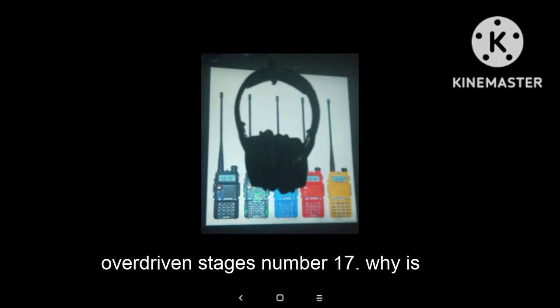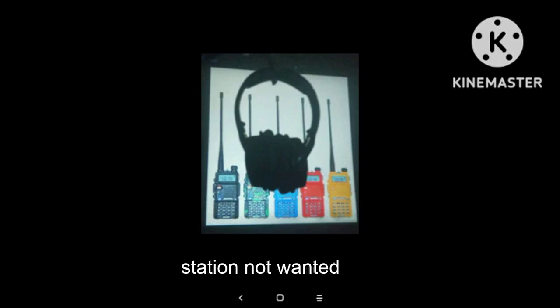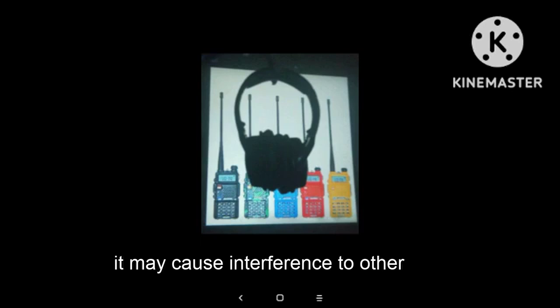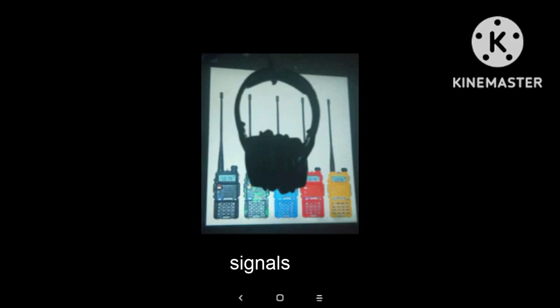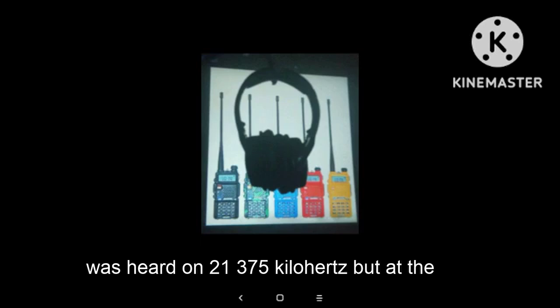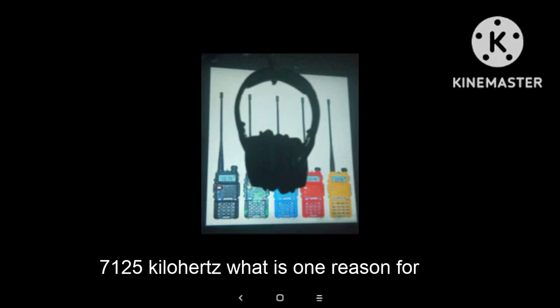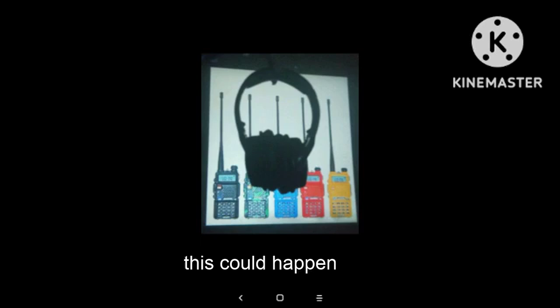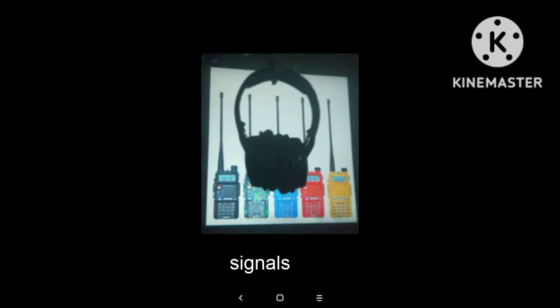Number 17. Why is harmonic radiation from an amateur station not wanted? It may cause interference to other stations and may result in out-of-band signals. Number 18. If you were told your station was heard on 21,375 kHz, but at the time you were operating on 7,125 kHz, what is one reason this could happen? Your transmitter was radiating harmonic signals.